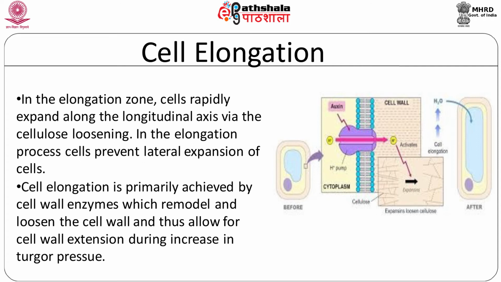Let us begin with cell elongation. In the elongation zone, cells rapidly expand along the longitudinal axis via cellulosic loosening. In the elongation process, cells prevent lateral expansion. Cell elongation is primarily achieved by cell wall enzymes which remodel and loosen the cell wall, thus allowing for cell wall extension during increase in turgor pressure.